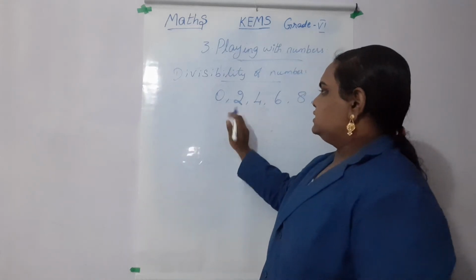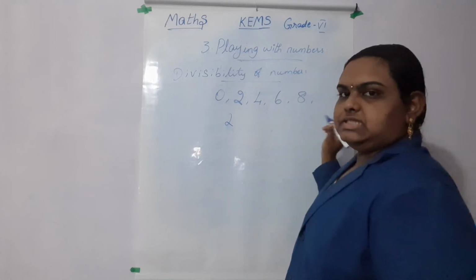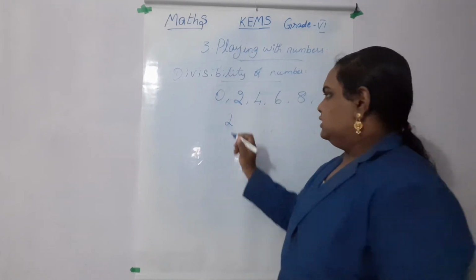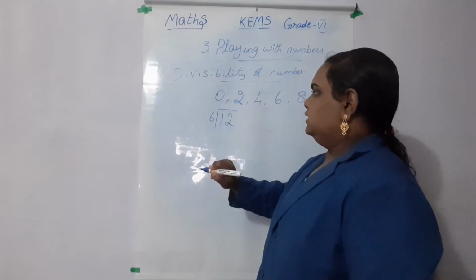Okay. So first I am taking the number 2. If you have 2, 4, 6, 8, 0 in the ones place. So I am taking the number 12. So I am writing the number 2.